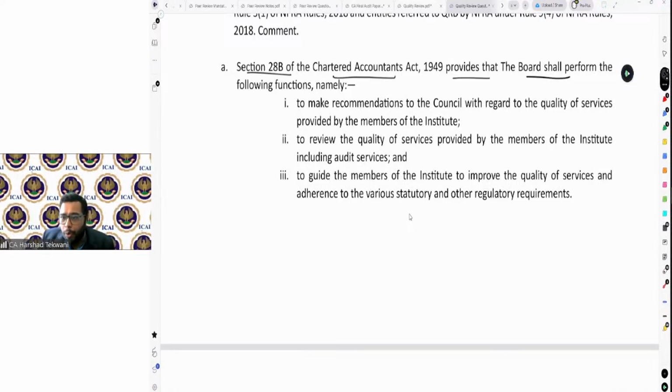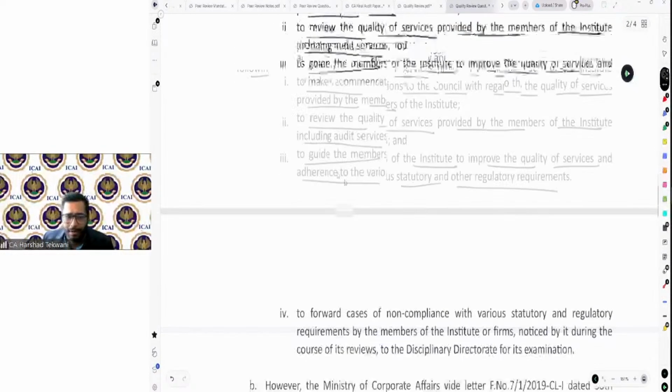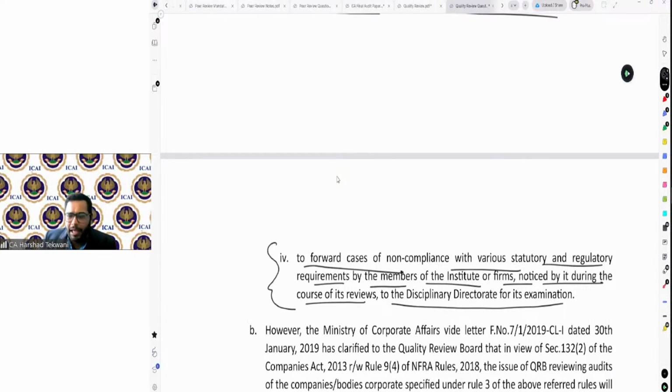that the board shall perform the following functions: to make a recommendation to the council with regard to the quality of service provided by the members; to review the quality of service provided by the members of the institute, including audit service; to guide the members of the institute to improve the quality of service and adherence to the various statutory and other regulatory requirements; to forward the cases of non-compliance with the various statutory and regulatory requirements by the members of the institute or firms noticed during the course of its review to the disciplinary directorate for examination. And this is the amendment part, which was recently added.